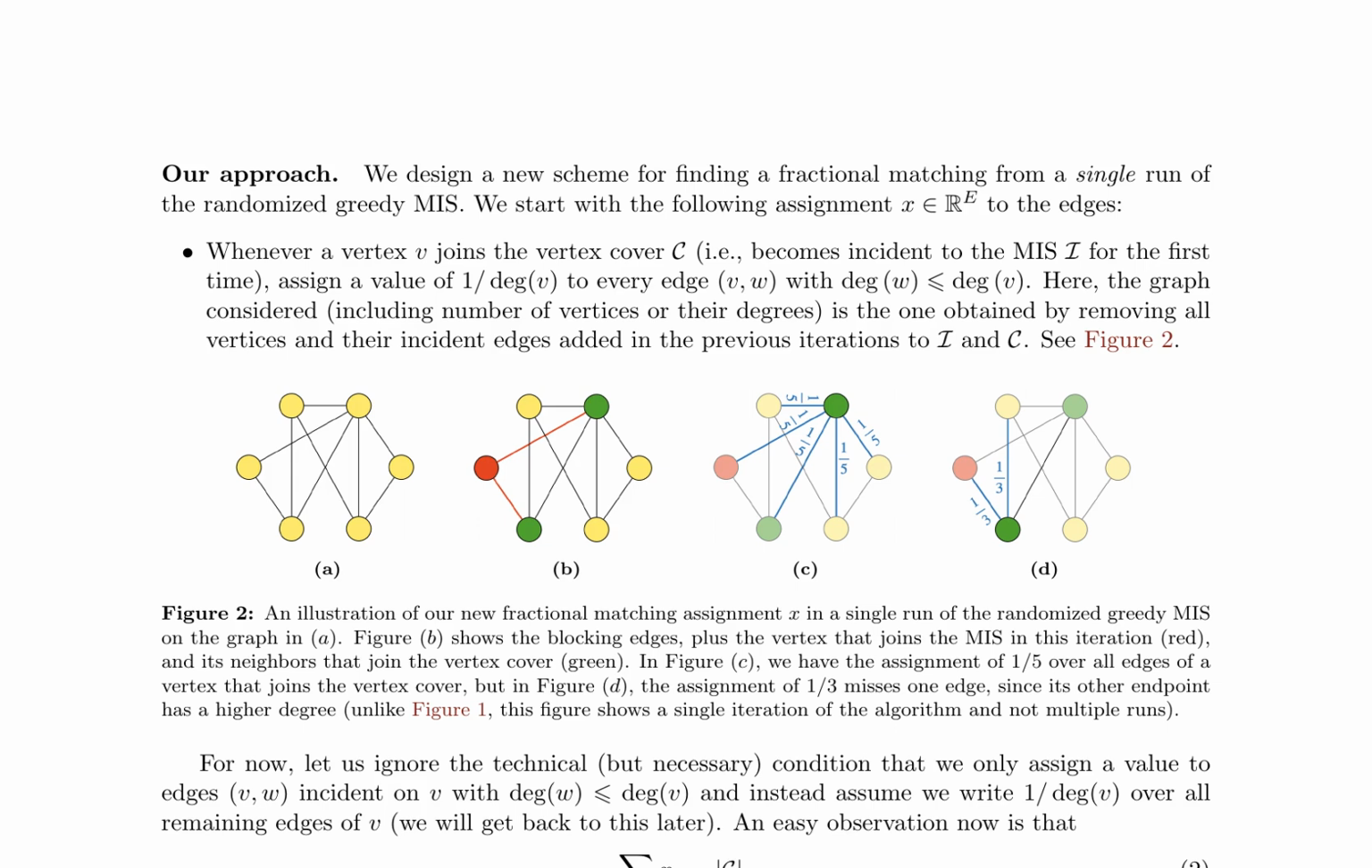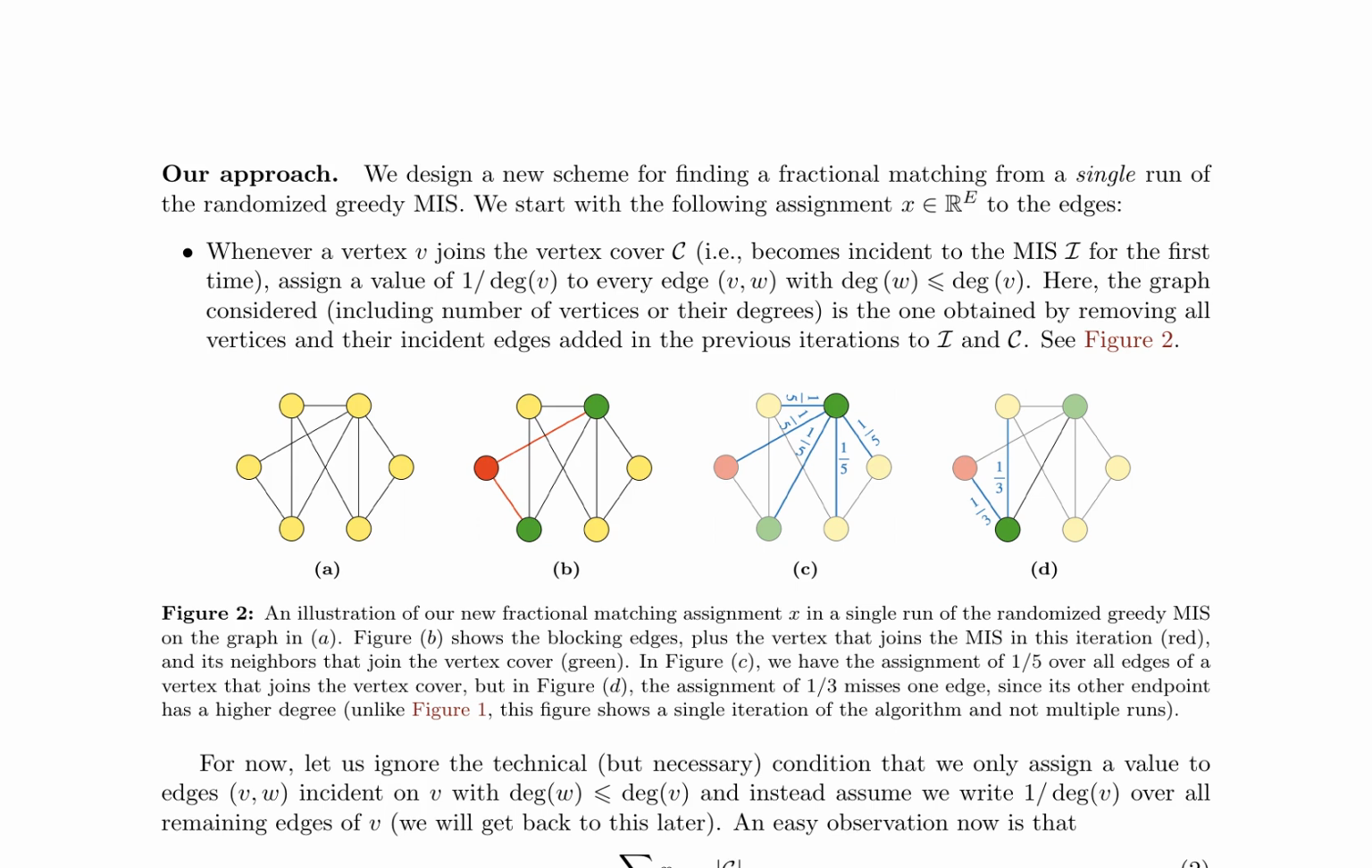A novel approach to deriving a fractional matching from a single run of the randomized greedy MIS algorithm involves designing a new scheme for edge assignments. When a vertex v joins the vertex cover C, a value of 1/deg(v) is assigned to every edge (v, w) with deg(w) less than or equal to deg(v), ensuring the total x value over all edges equals the size of the vertex cover.